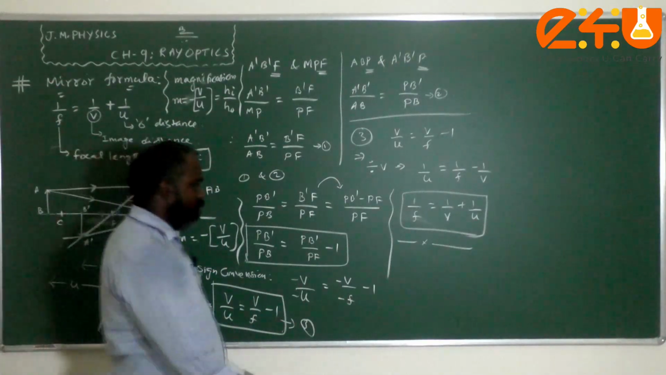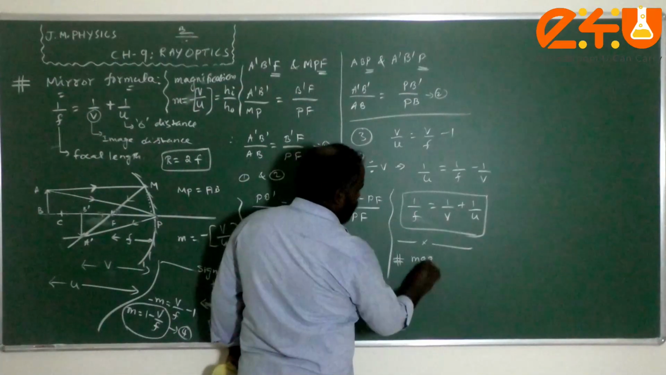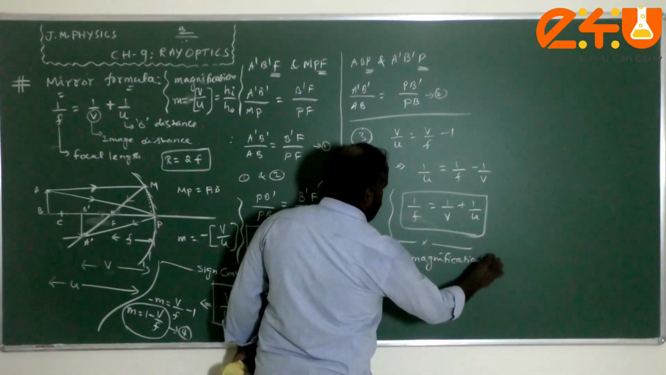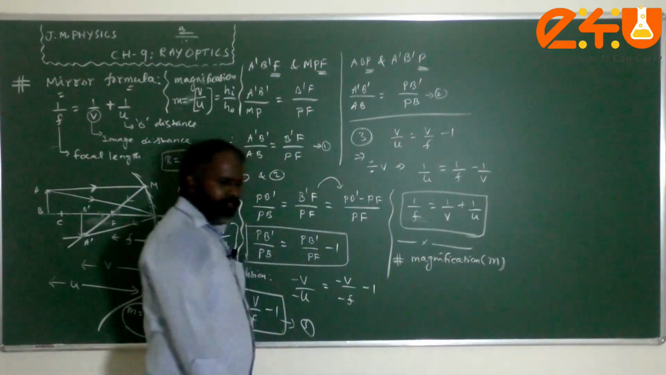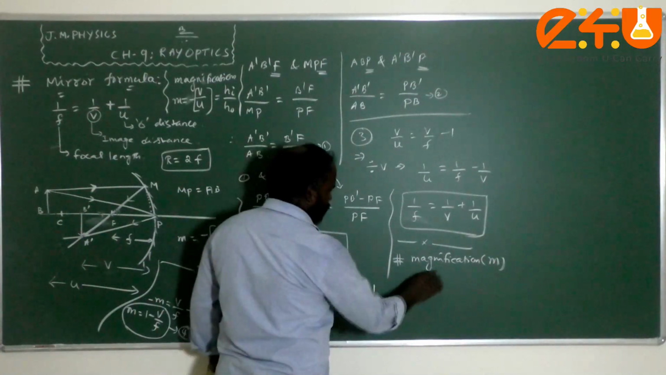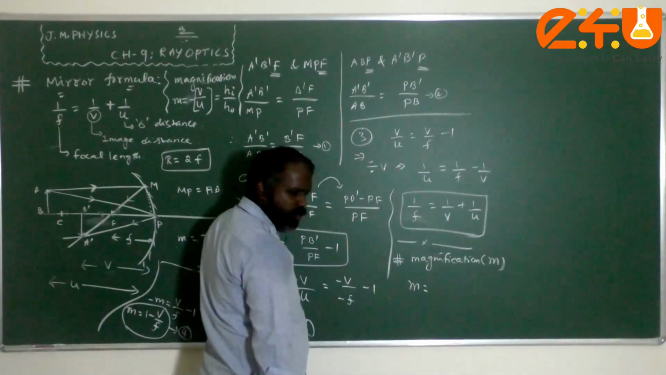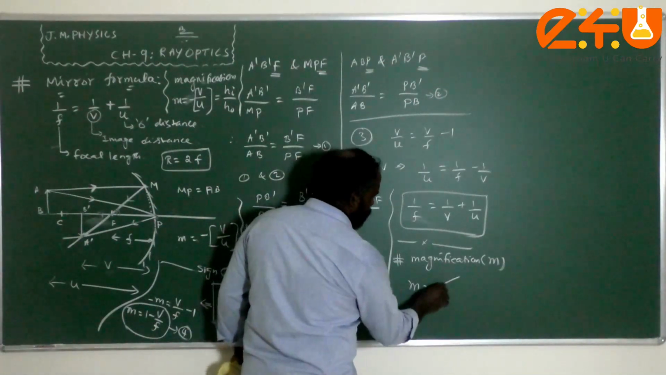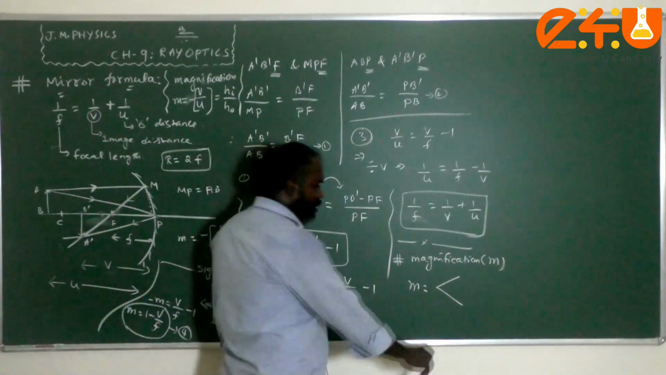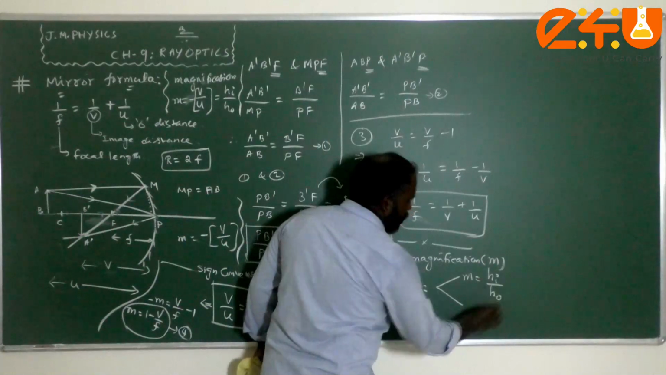The next concept we are going to discuss is magnification, or simply linear magnification. Now please see that it is defined in general as M is equal to, and I can define this in two manners. One is in terms of height, another is in terms of distance. In terms of height, it is the height of the image divided by the height of the object.